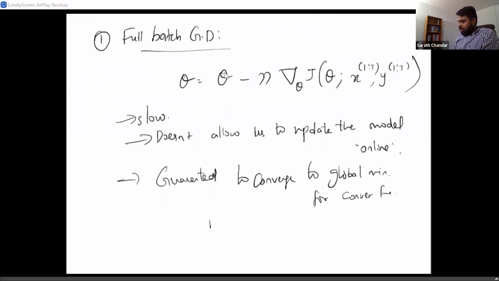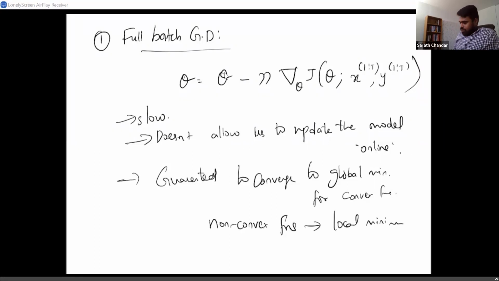And for non-convex functions, can someone tell me what will happen if I use full batch gradient descent with a non-convex function? What am I guaranteed? Any answers? To a local minimum, right? So this converges to some local minimum.